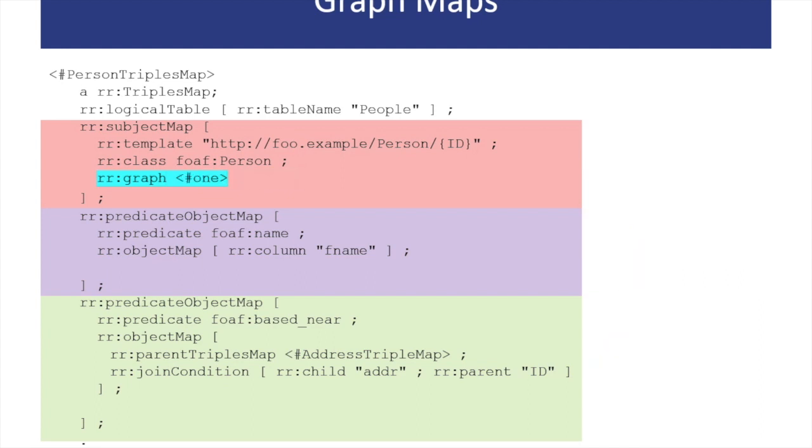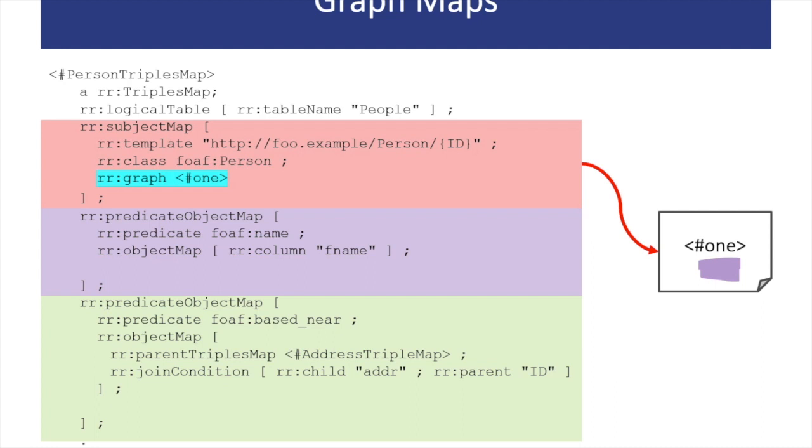Now, what will happen if I assign a URI to the rr:graph statement of the subject map? In this case, I give it the URI fragment 1. So for simplicity, this is the first named graph. Well, obviously, we will have a named graph of that URI, and all the RDF statements generated by the subject map will be stored in that named graph.